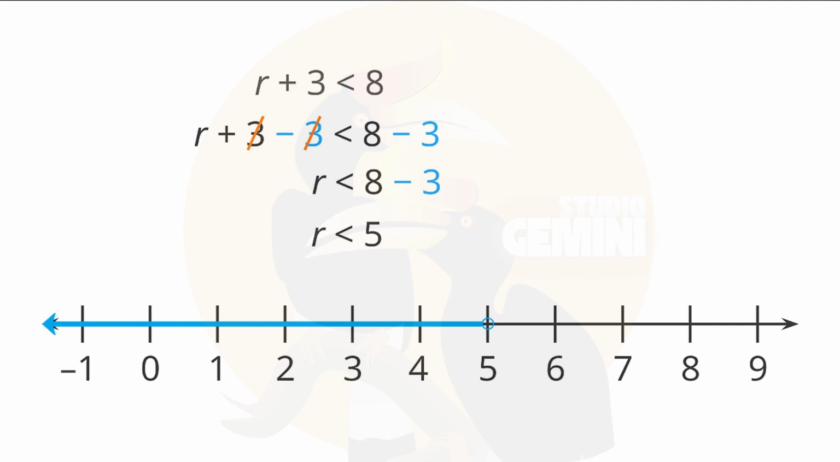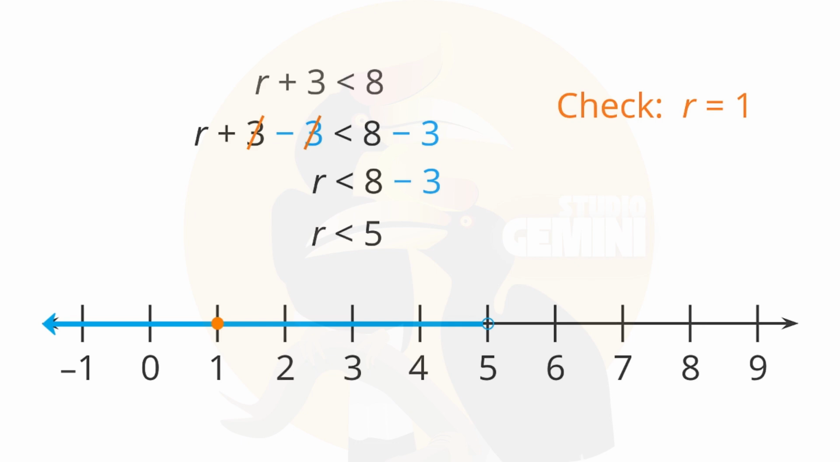Let's choose one value to check, such as 1. If we substitute 1 for r in the inequality, we get 1 plus 3 is less than 8. On the left side, 1 plus 3 is 4. So now we have 4 is less than 8, which is true.